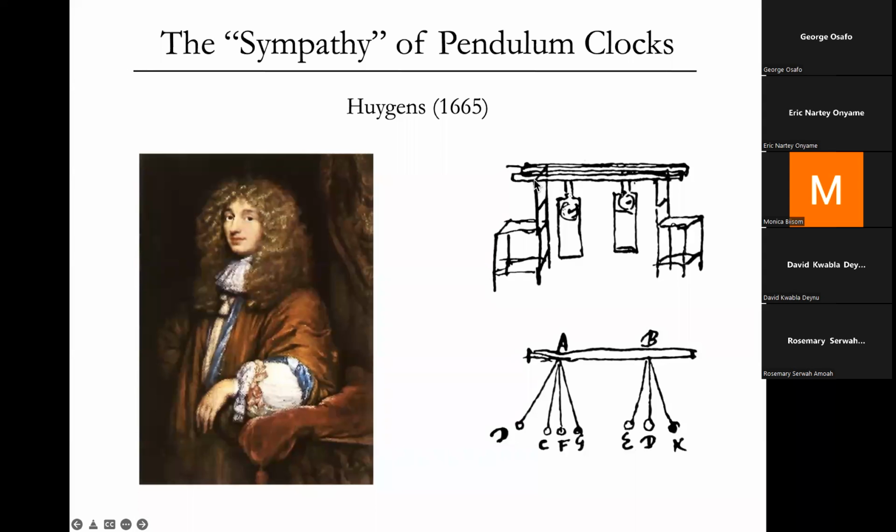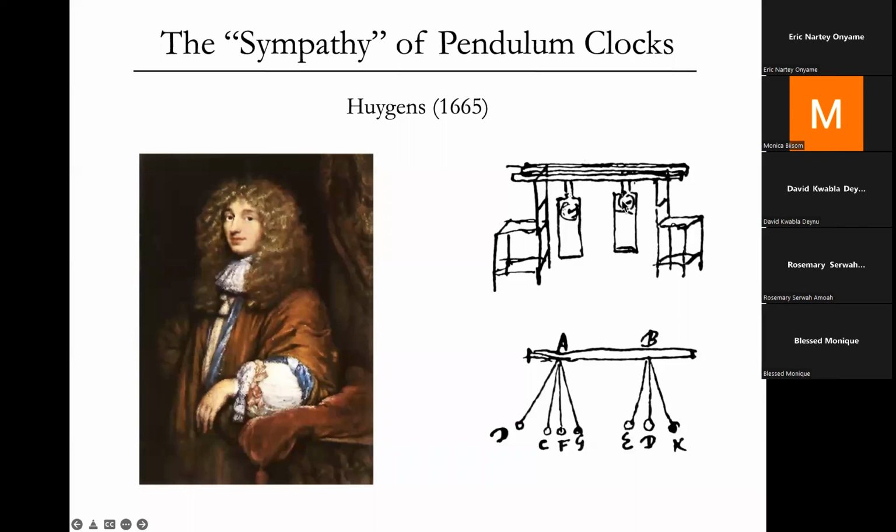So he tried an experiment where he took some wooden planks, like wooden beams, and put them on the top of two chairs. And then he hung his pendulum clocks from those boards. And as they would swing, they would cause the wooden boards to move a little bit, just like you were seeing with the metronomes shaking the board.